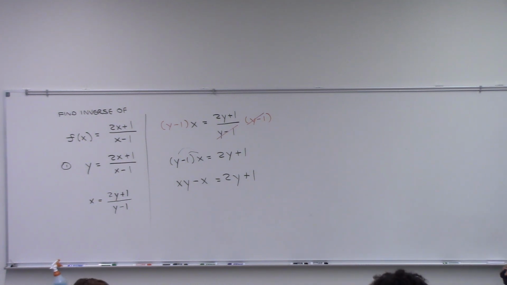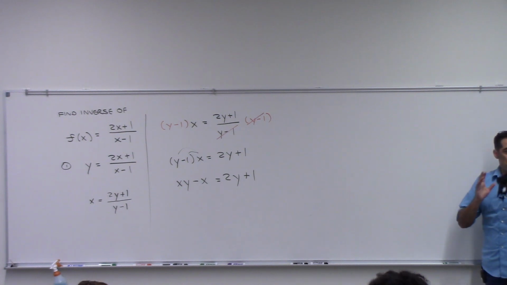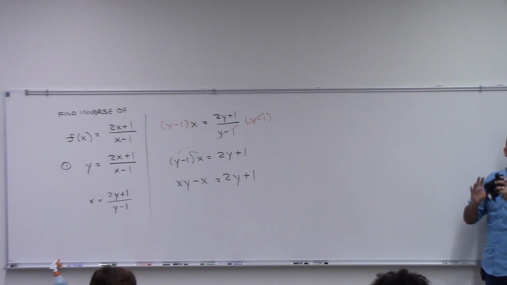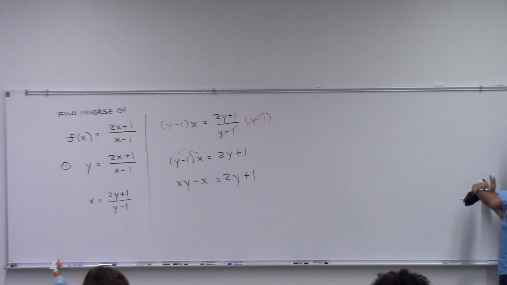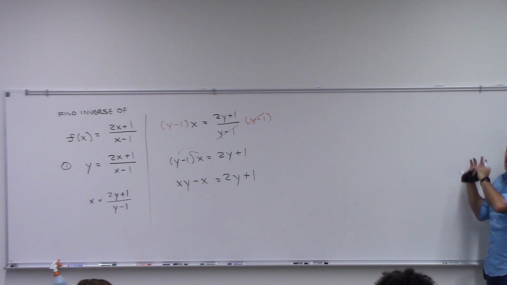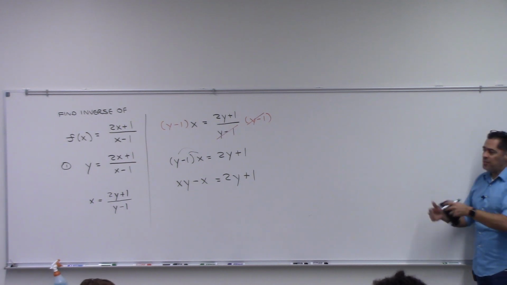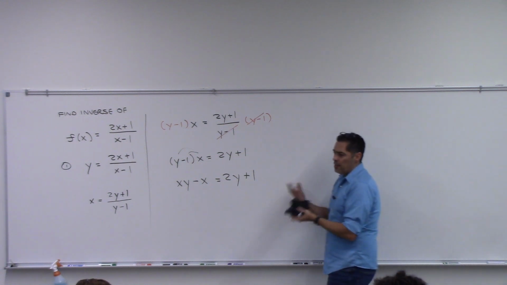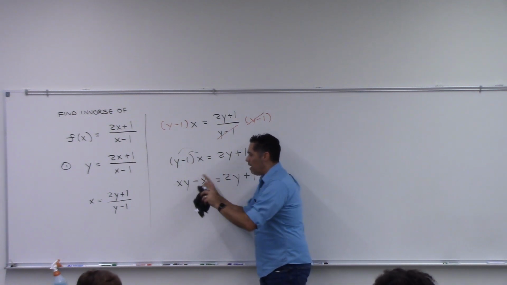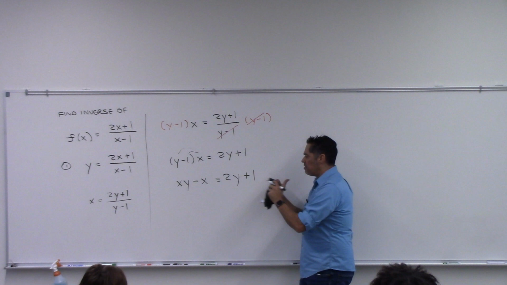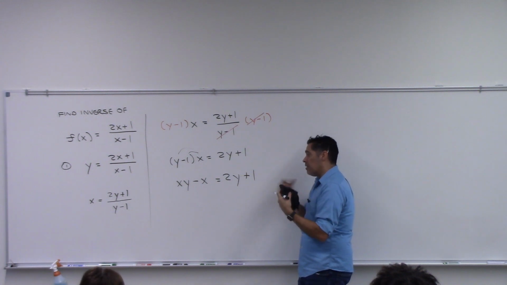Now what I'm doing is I'm going to get everything that has a y. Every term I see that has a y, I'm going to get it to one side of the equation. Everything that does not have a y is going to go to the other side. And it's totally up to me where I put my y's. So I can either move my y's to the left or I can move my y's to the right. My call. I'm going to go to the left.